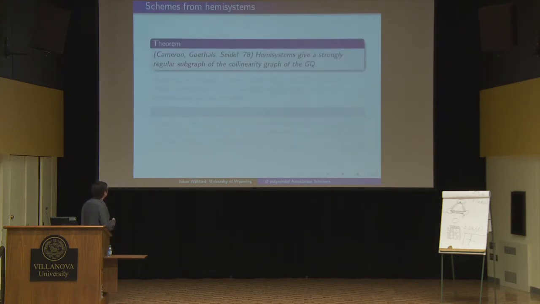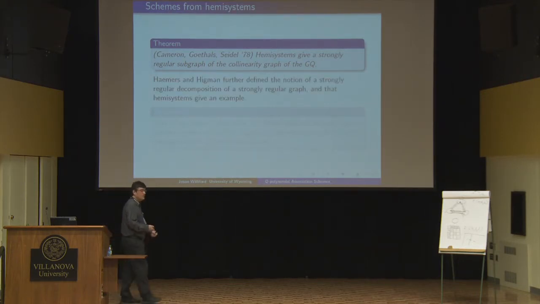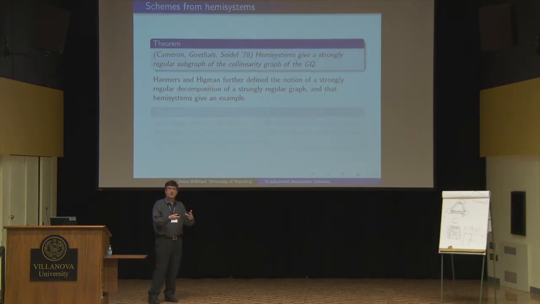So what does that have to do with Q-polynomial association schemes? It was known that hemisystems give strongly regular subgraphs. In a GQ, if you take the points of the GQ and you connect them if they're collinear, you get a strongly regular graph. So what are we doing here? We're cutting that strongly regular graph in half. You can look at the induced subgraph, and that turns out also to be strongly regular. Then Haemers and Higman defined this notion of a strongly regular decomposition of a strongly regular graph: you just split a strongly regular graph into two smaller strongly regular graphs.